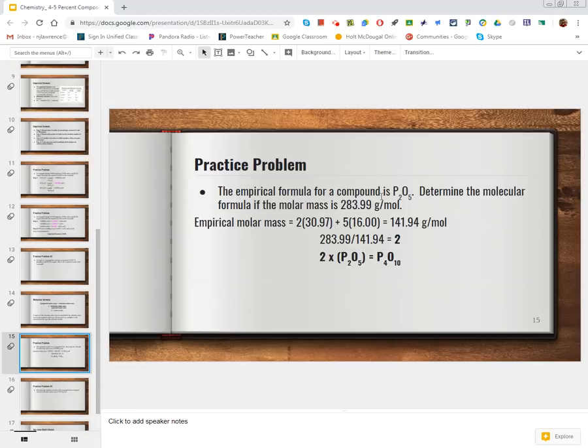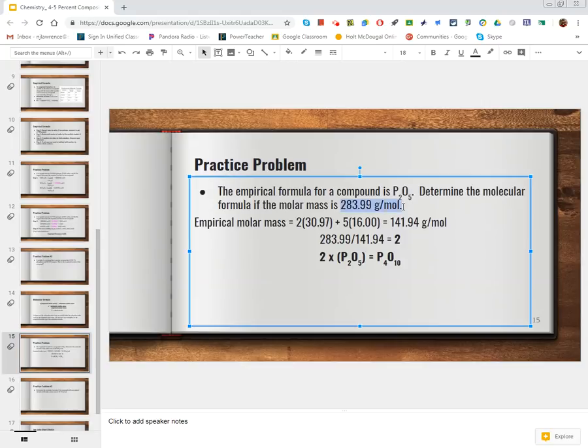Say you have an empirical formula of P2O5. Determine the molecular formula if the molar mass is 283.99 grams per mole. So what we're saying is I have some unknown molecule that has a molecular formula I don't know yet, and it has this mass. Well, if you're given this as the lowest ratio, the empirical formula, what is my unknown?